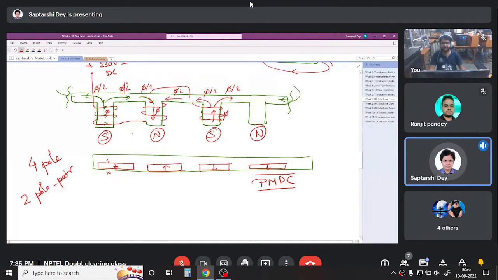Now, can you tell me the difference between a normal DC machine and a PMDC machine? From an operational point of view, there will be no difference. But there is something that we lose if we go for a permanent magnet DC machine. Can you tell me what it is? Something that we are losing if we go for permanent magnets instead of electromagnets.